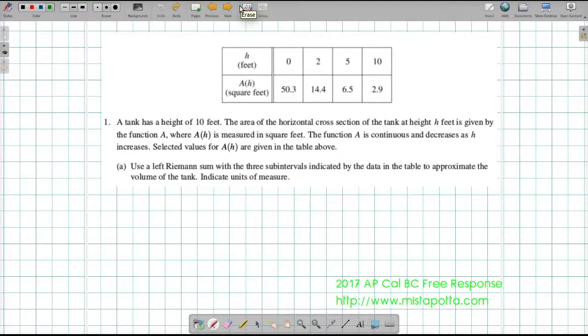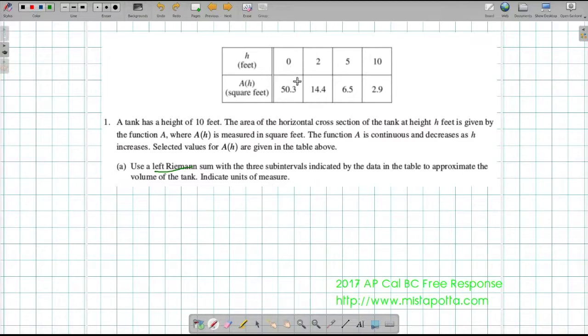So for the first question, it says a tank has a height of 10 feet. The area of the horizontal cross-section of the tank at height h is given by the function A of h, measured in square feet. The function A is continuous and decreases as h increases. Selected values for h, A of h, are given in the table. So the first thing they want us to do is use a left Riemann sum with three subintervals indicated by the data in the table to approximate the volume of the tank, indicating units of measure.